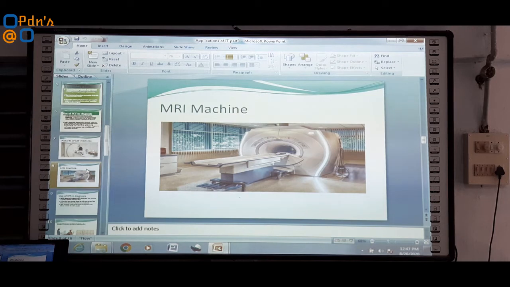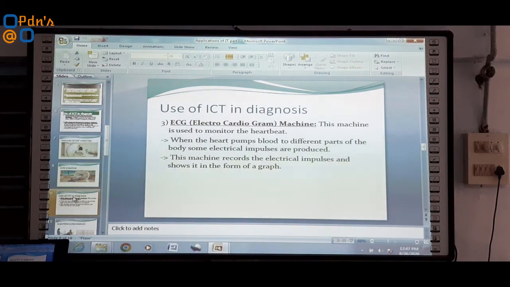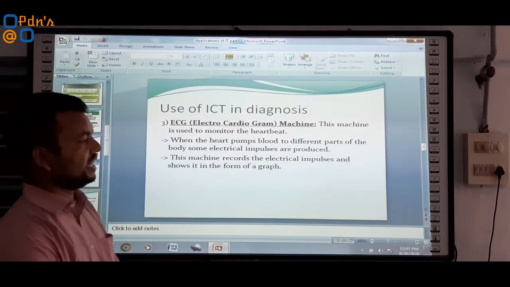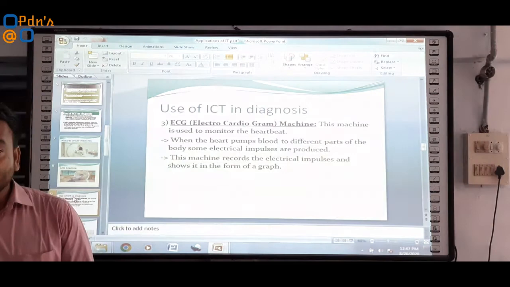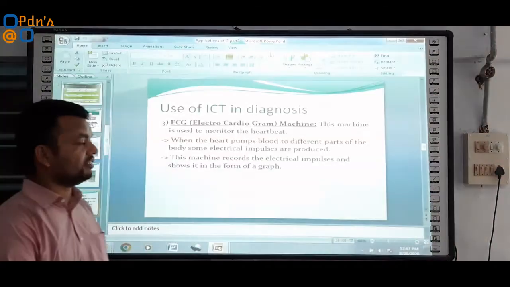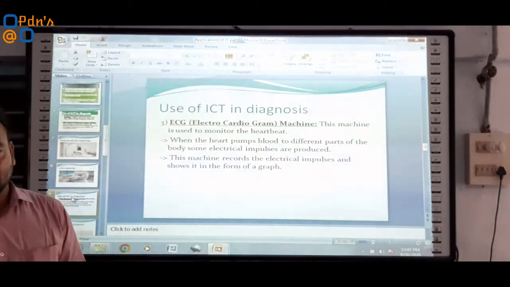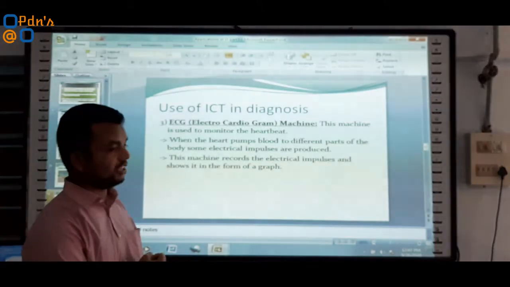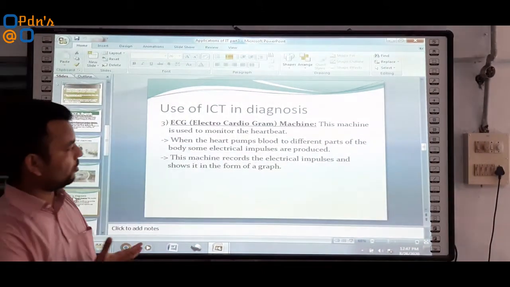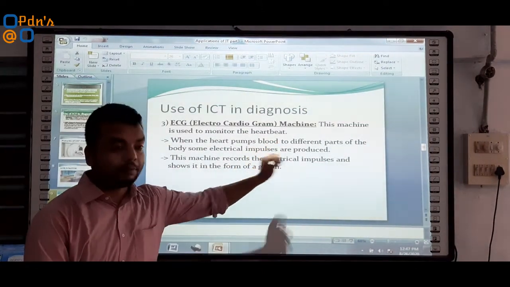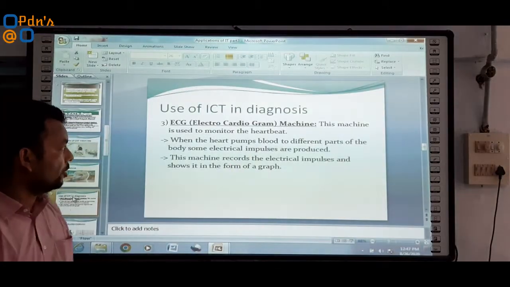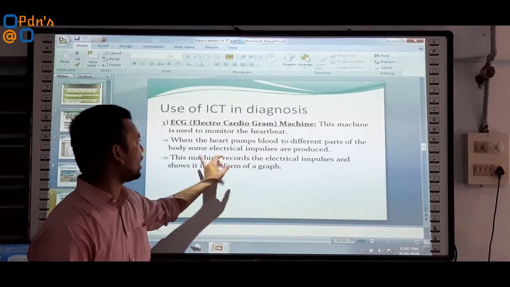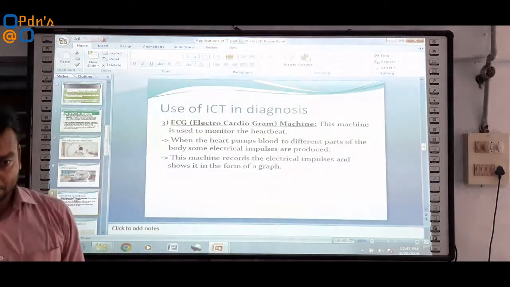Now let us come to the third category, that is electrocardiogram. See, electrocardiogram. What is electrocardiogram? The main purpose of this kind of device is to monitor the heartbeat, whether our heart is functioning normally or not, whether our heartbeat is normal or not. All those things can be monitored by means of ECG, electrocardiogram. When the heart pumps blood to different parts of the body, some electrical impulses are produced.